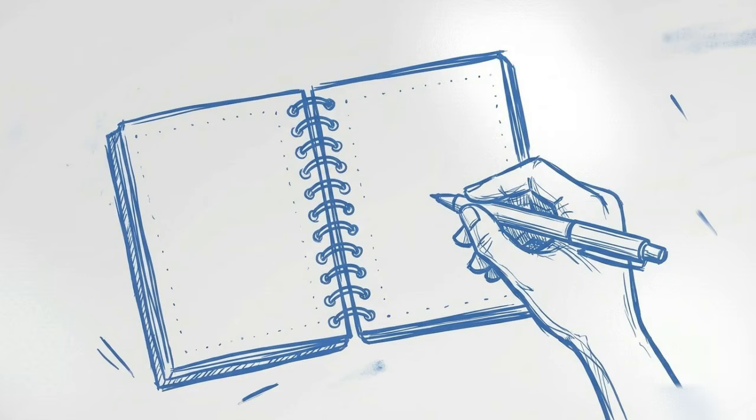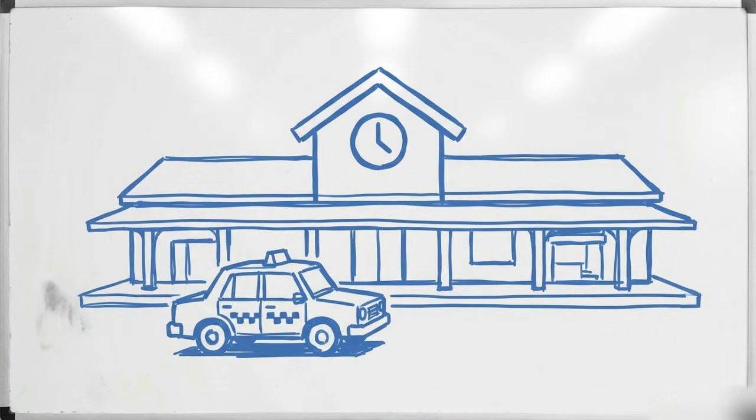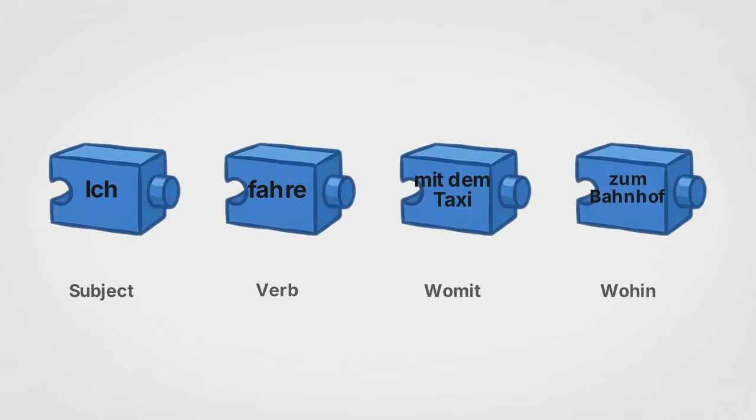Let's put it to a final test. How would you translate, I am traveling by taxi to the train station? I'll provide the base nouns, das Taxi and der Bahnhof. Following our formula, you get Ich fahre mit dem Taxi zum Bahnhof.